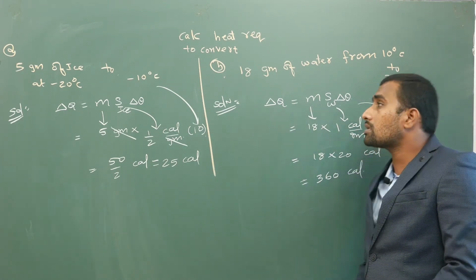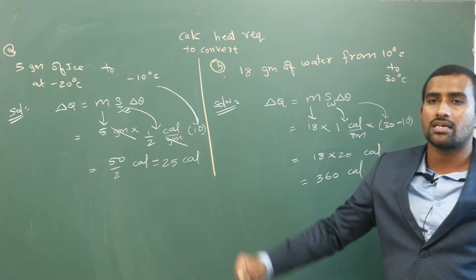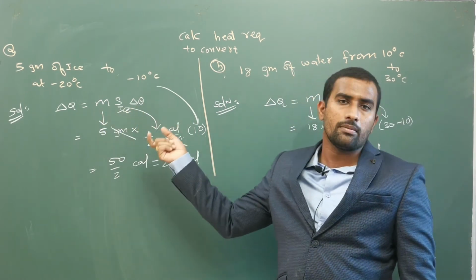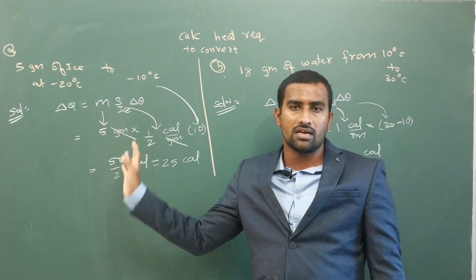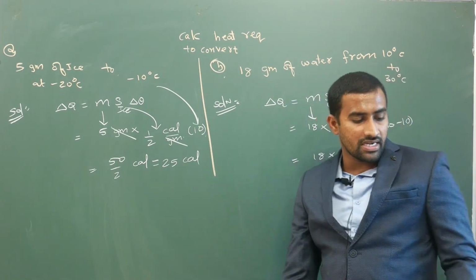So what is the use of specific heat capacity? It is helpful in calculating the heat energy, how much heat energy you need to give to bring about a given temperature change. So this is your basic specific heat capacity.